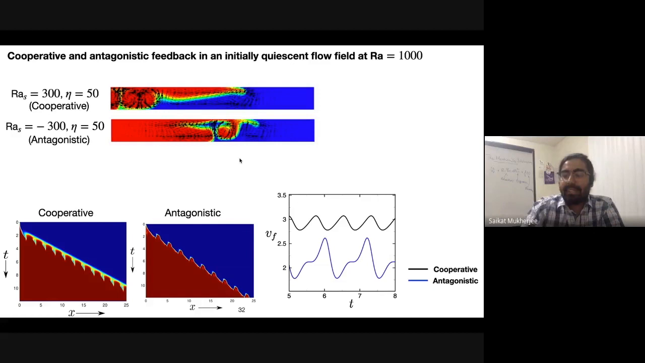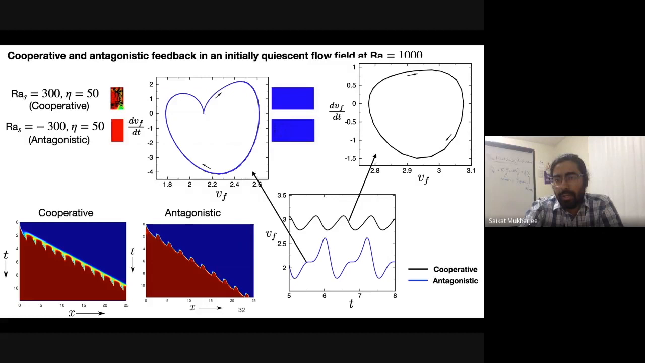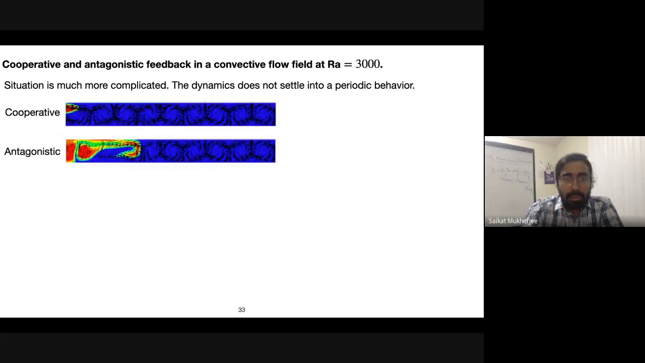We can actually visualize this using a phase portrait, where you plot the acceleration of the front as a function of velocity. For the cooperative feedback, we just get an oval shape in which the dynamics evolve. Whereas for the antagonistic feedback, we have this two-modal kind of oscillation, where one of the modes is because of the heavier leading edge of the front which comes down.